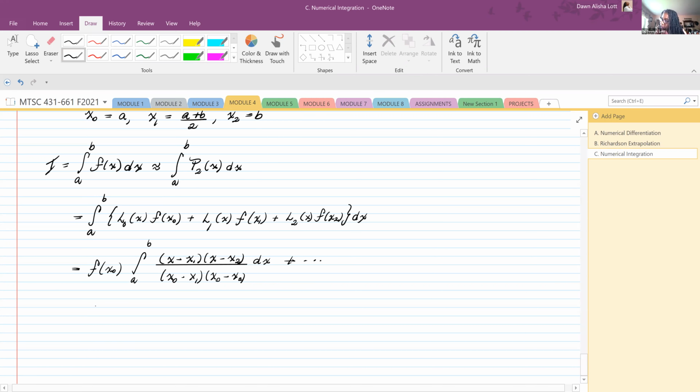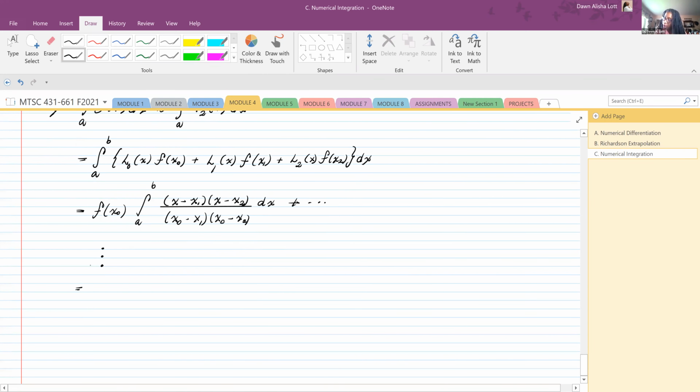Okay, so after we do that, we get Simpson's rule. So we ended up getting, with some work, f of a plus 4 times f of a plus b over 2 plus f of b, all over 6, times b minus a, plus the error we incur with the approximation.